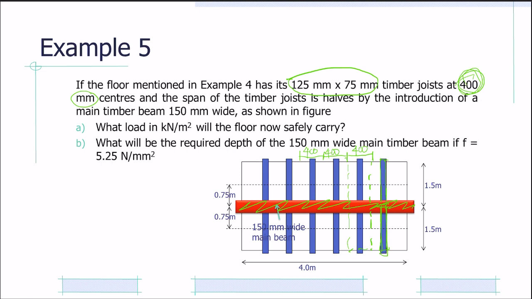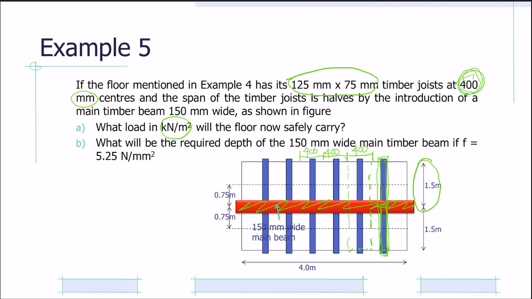However, in this question, the question is related to kilonewton per meter square. Now this floor can safely carry. Why is this different from the previous one? The previous one had no introduction of the timber beam, therefore the timber joist would span the whole 3 meter length. However, when there is an introduction of the timber beam, the span is half, which is 1.5 meter.